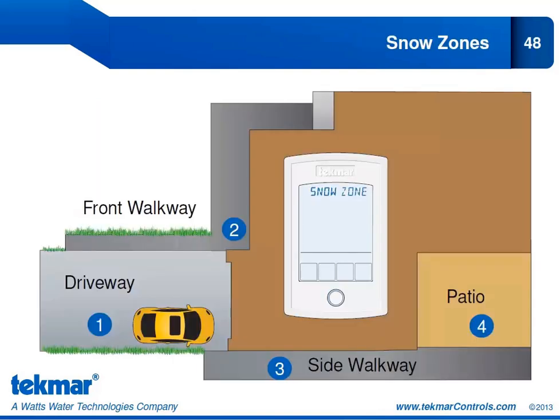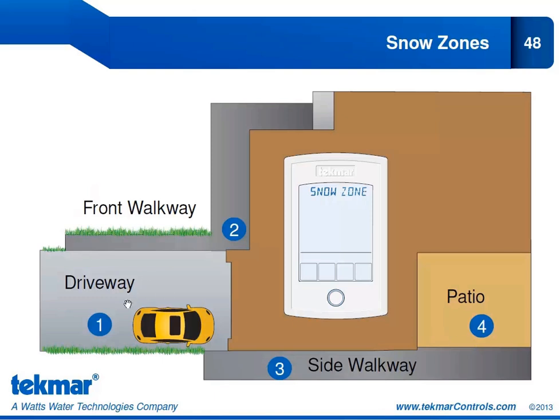So to review the concept of snow zones, here I have an image where I'm showing 4 zones. I have my driveway at zone 1, my front walkway is zone 2, my side walkway is zone 3, and my patio is zone 4. Now typically zone 1 and zone 2 in this type of scenario would be my higher priority zones. So I want to make sure if it's snowing my driveway is clear and that my front walkway is clear. My side walkway will probably be at a lower priority. Same with my back patio.